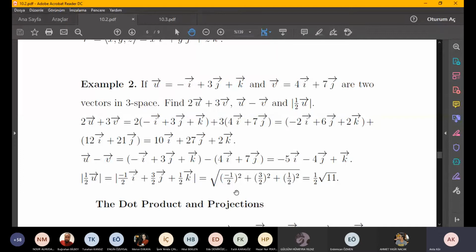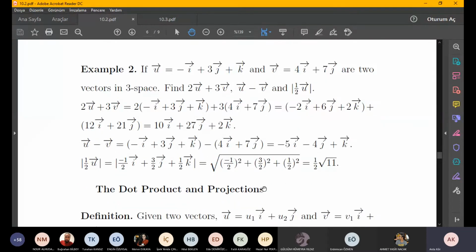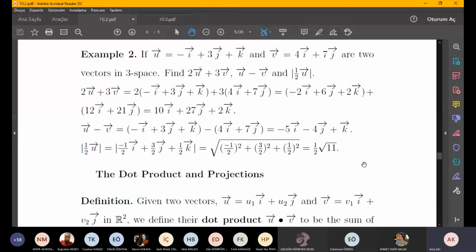And the length is the square root of (-1/2) squared plus (3/2) squared plus (1/2) squared. If you compute that square root, it will give 1/2 square root of 11. So this will be the length of 1/2 times u, the vector u over 2.